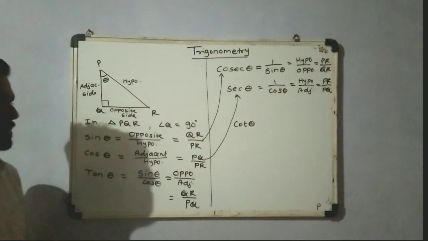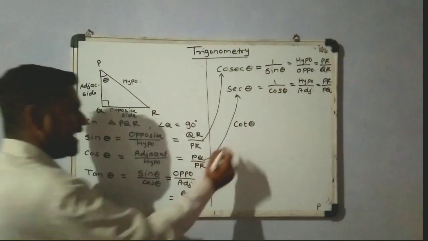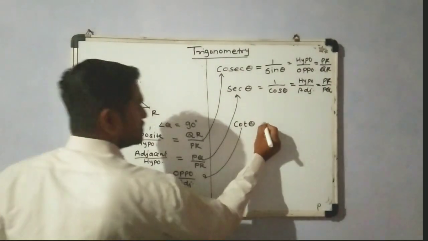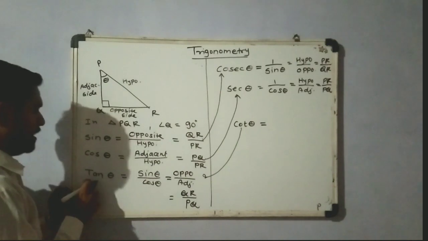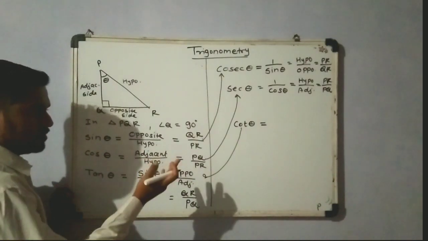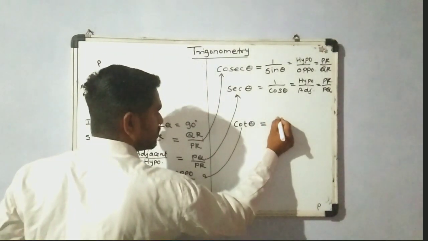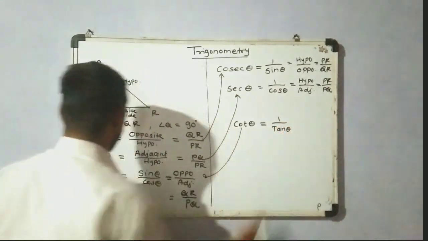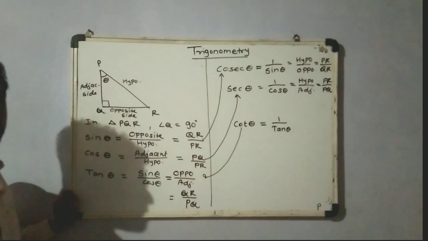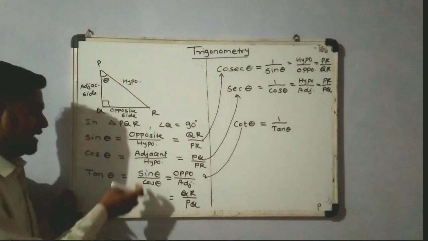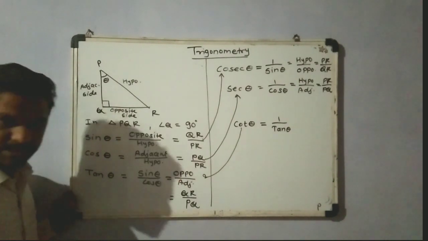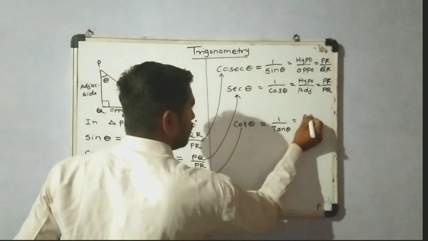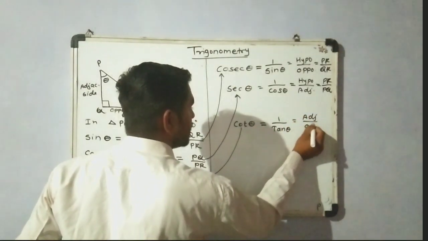In the same way, cot is related to tan. In this case, you will get one more formula. Cot is the reciprocal of tan. So 1 divided by tan theta. But what is tan theta? Tan theta is opposite side upon adjacent side. So its reciprocal is adjacent side upon opposite side.